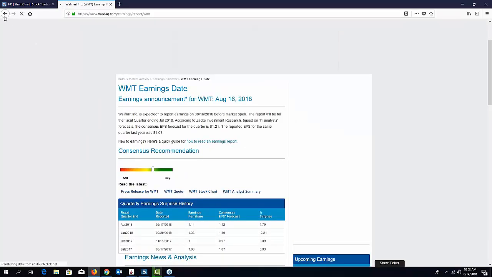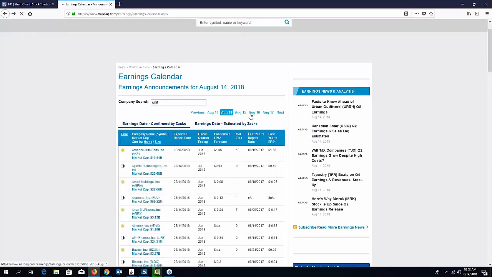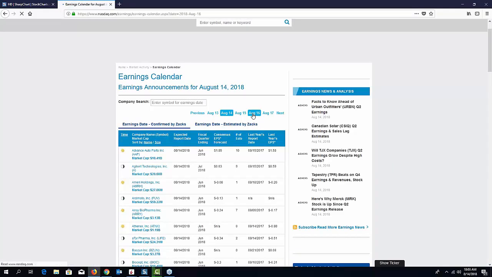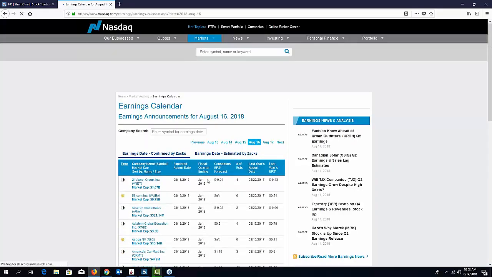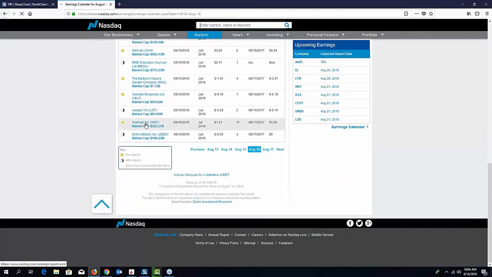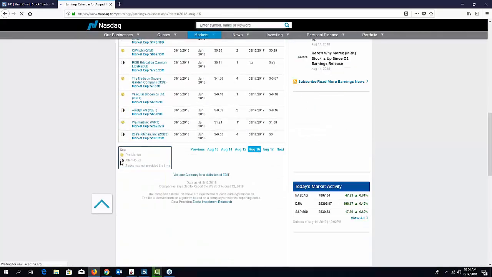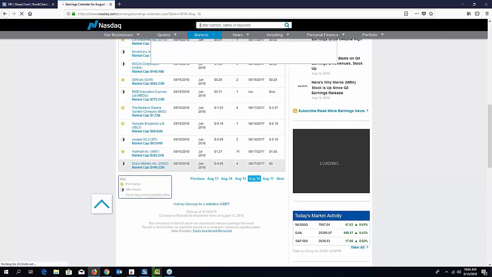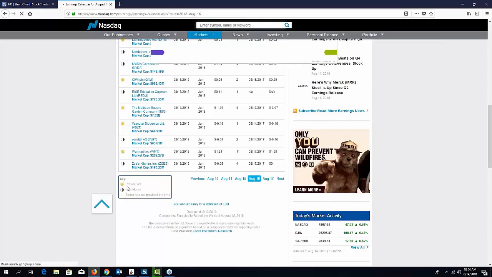If I go back, I might have run into Walmart as I was going through the calendar, and I say, okay, well, what's going to be reporting on Thursday? And if I click on Thursday, I go through here and start to look at different companies. Well, down at the bottom, I would have run into Walmart. Notice the pre-market has a certain symbol, has the sunshine there. After hours, it has a different symbol. That means when do they actually report their earnings? Walmart's going to report Thursday pre-market.